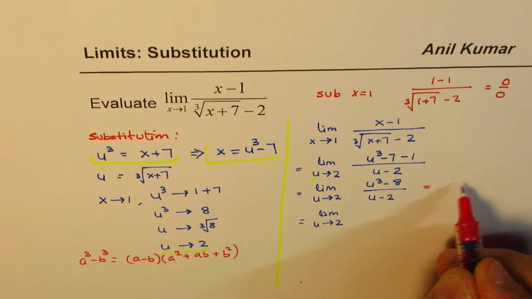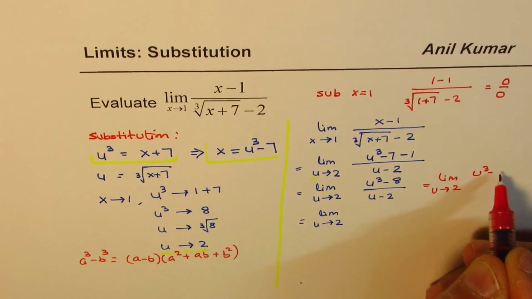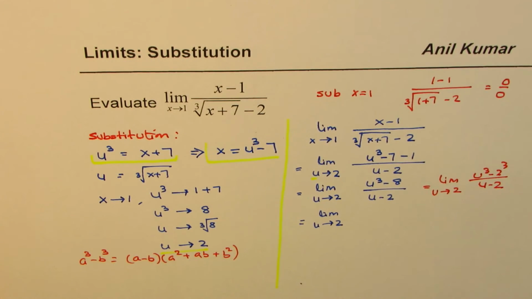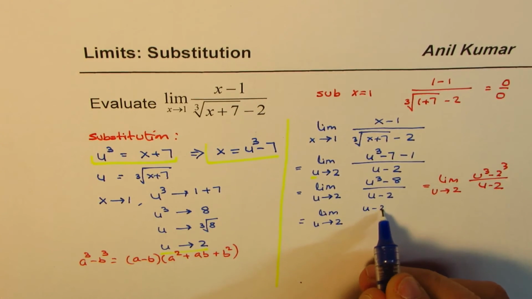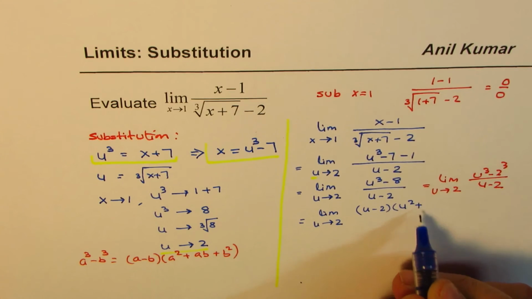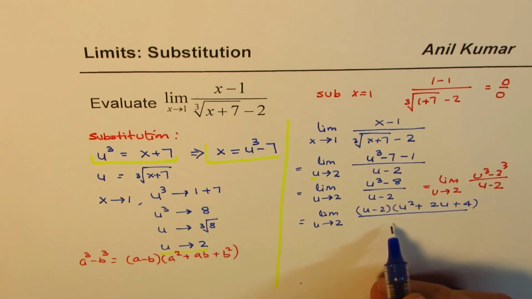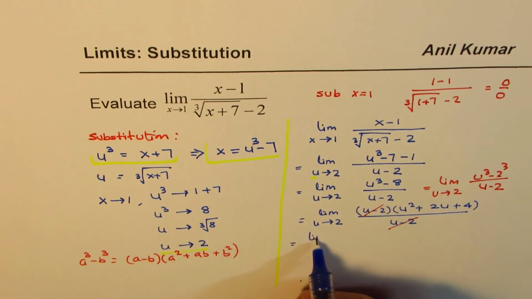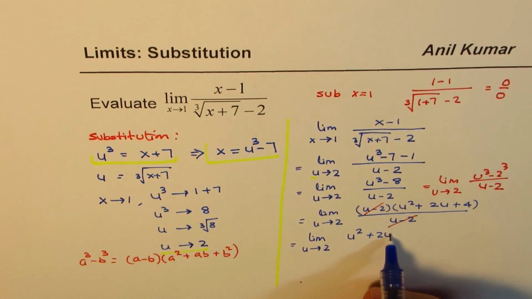Treat this as the limit as u approaches 2 of u cube minus 2 cube. So b is 2 for us. I can write the numerator using this formula as (u minus 2) times (u square plus 2u plus 2 square, which is 4), divided by u minus 2. And now u minus 2 cancels. So what we get here is the limit as u approaches 2 of u square plus 2u plus 4.